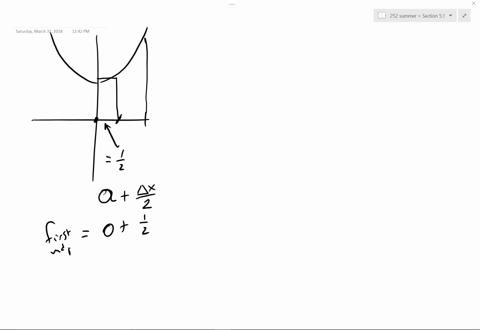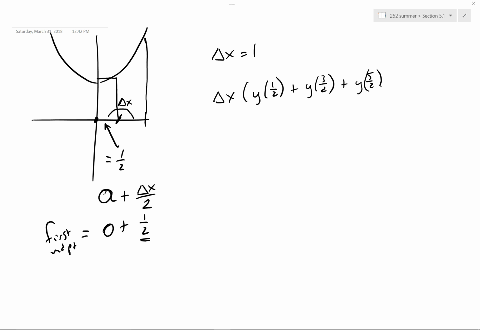Now, how do I get to the second midpoint? Well, that's over some delta x. Are you with me? So if I start here at 1/2, the next one's going to be 1.5, 2.5, 3.5. Delta x is still the same, so it's going to be delta x times y of 1/2 plus y of 3/2, that's 1.5, plus y of 5/2, that's 2.5, plus y of 7/2, which of course is 3.5.